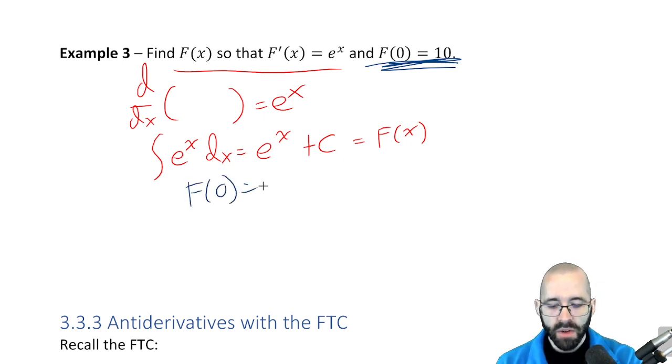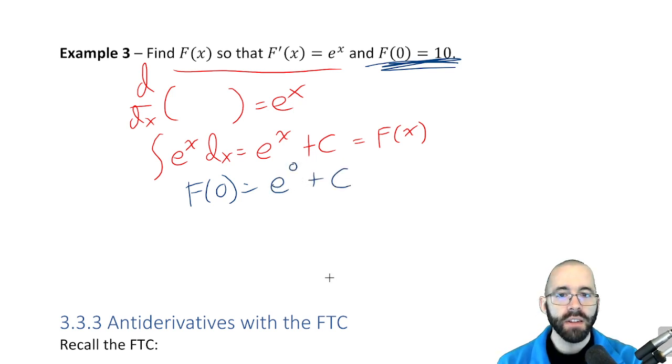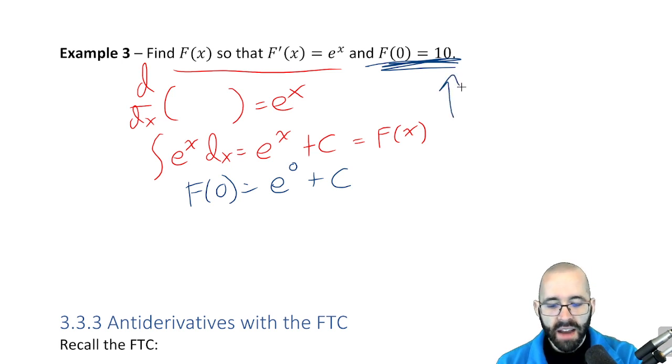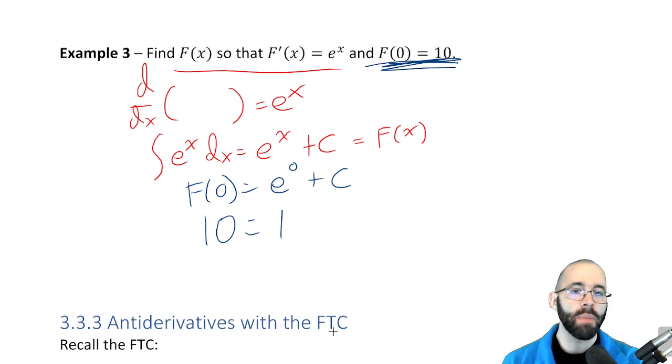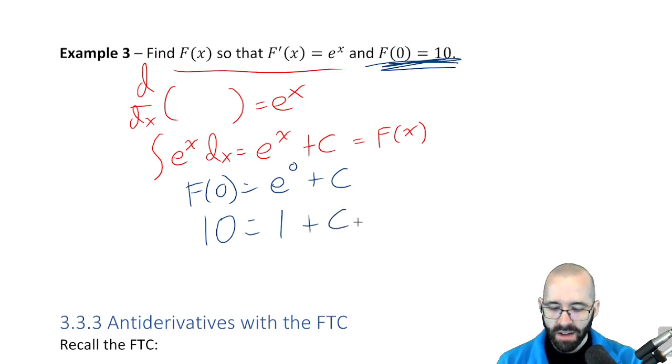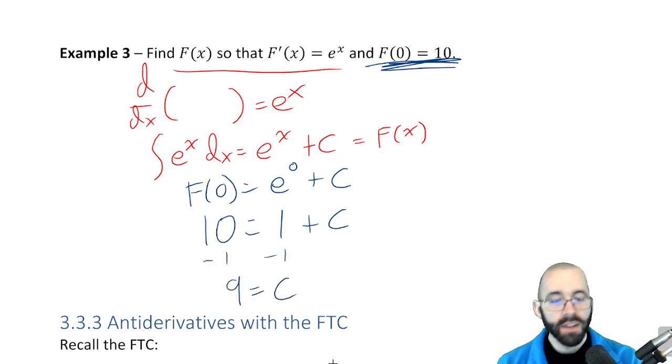So what is f of 0? That'll be e to the 0 plus our constant. Now we said f of 0 needs to be 10. What is e raised to the 0th power? 1. Any number to the 0th power is 1. Outside of 0. 0 to the 0th power is something weird. Well, we can find our constant. Let's subtract 1 from both sides. Our constant must be 9. You might have thought it was 10, but it's actually 9.